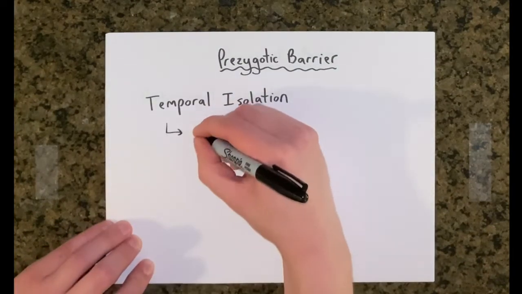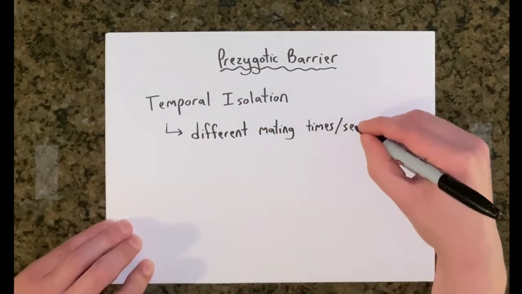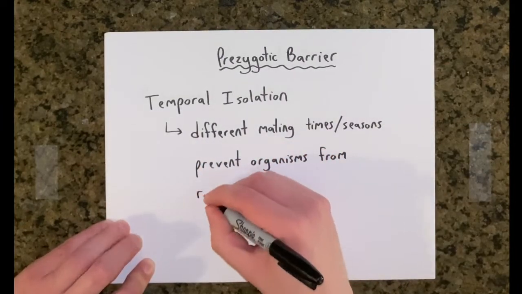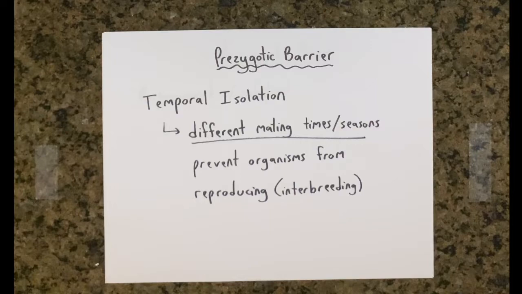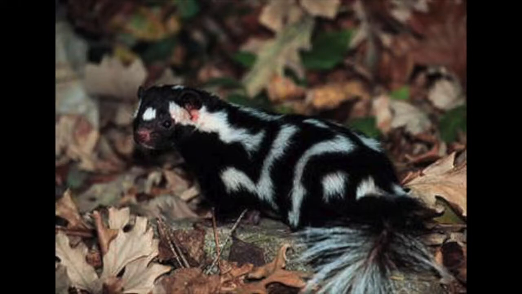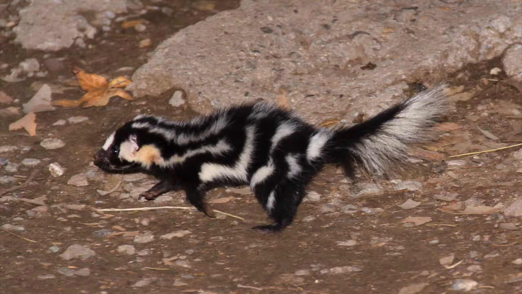Temporal isolation could also be considered a prezygotic barrier. This is when two closely related species do not interbreed due to different mating times or seasons. This can be seen in spotted skunks. The eastern spotted skunk breeds in late winter, while the western spotted skunk breeds in the fall, thereby preventing the two from ever having the opportunity to interbreed.